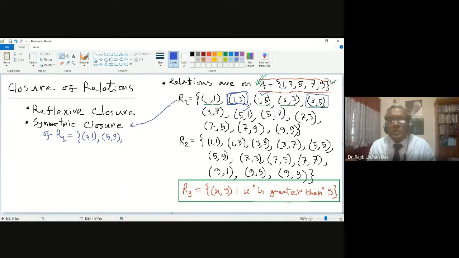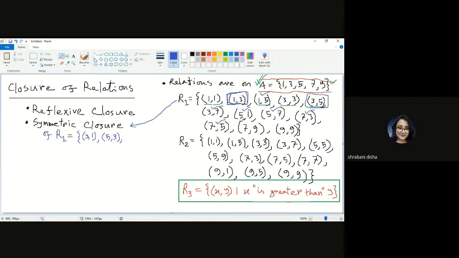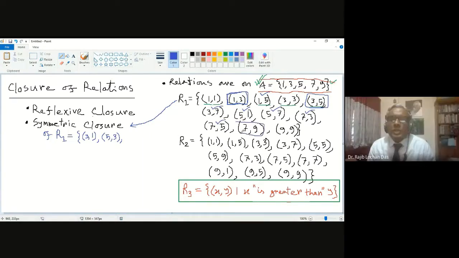And then 3 7 and 7 3. Yes, sir, 7 3 is here, it is available. So the opposite is fine. And 5 1, 1 5 is already there. 5 7, 7 5, this is also present. And 7 9 and 9 7. No, sir, 9 7 is not present. So you will write 9 7. 7 9 is already there, so the opposite of that, 9 7, should be there. Then it will be symmetric.